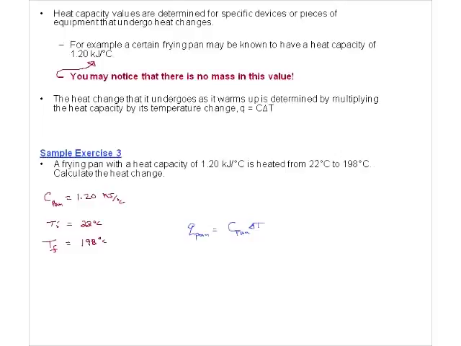So we put our numbers in, and you notice here, again, there's no mass in this unit, so we do not have to cross out grams or anything like that, so we do not include it. So 1.2 kilojoules per degree Celsius times 198 minus 22, and in this case, what do we get? All right, so the degrees Celsius are going to cross out, and I'm left with 211.2 kilojoules.